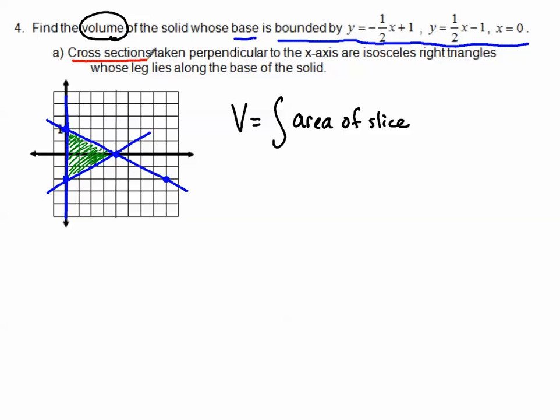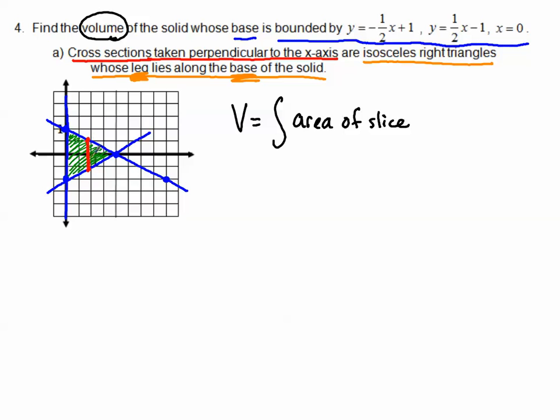Cross sections for part A will be taken perpendicular to the x-axis. So I'm going to draw a representative slice like this, perpendicular to the x-axis. And they are isosceles right triangles. But we can't just say an isosceles right triangle since the sides of them are not all the same length, we have to specify which is the side that's along the base. In this case, it's the leg that lies along the base of the solid.